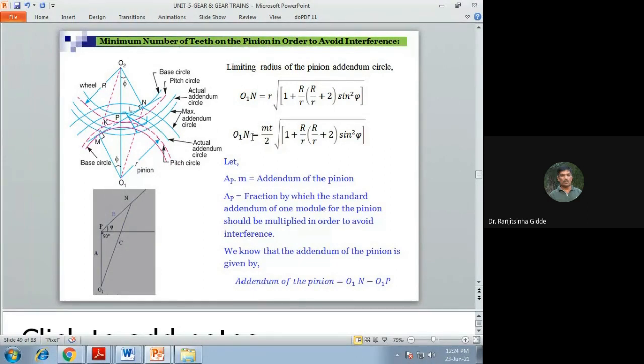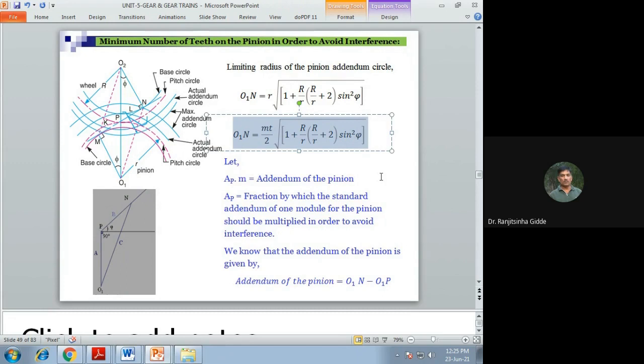Now this O1 n is equal to the value of r. What is the value of r? mt by 2. Already we have seen. 1 as it is, r by r as it is, plus 2 as it is, sin square phi as it is. Now this is the limiting radius of addendum circle of pinion.